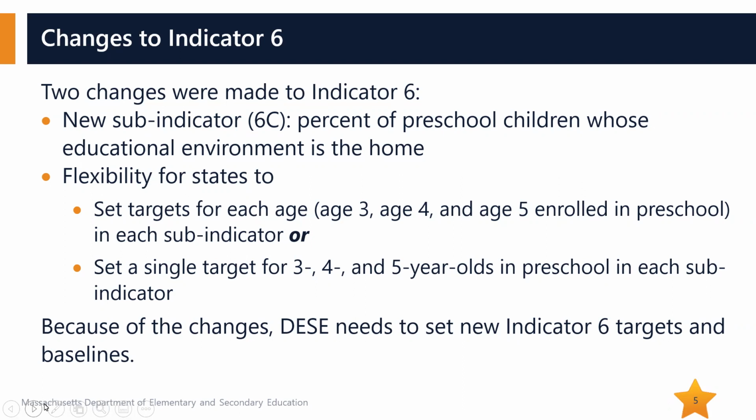The second change is that states now have the option to set targets for each age: targets for 3-year-olds, targets for 4-year-olds, and targets for 5-year-olds, or states can set a single target for the whole group of 3, 4, and 5-year-olds in preschool for each sub-indicator. Because of the Indicator 6 changes, DESE needs to set new targets and baselines.